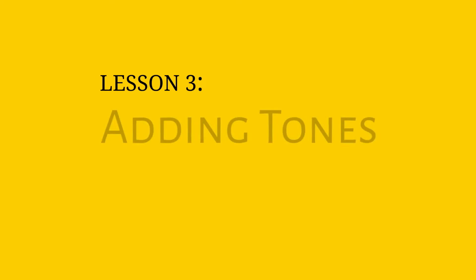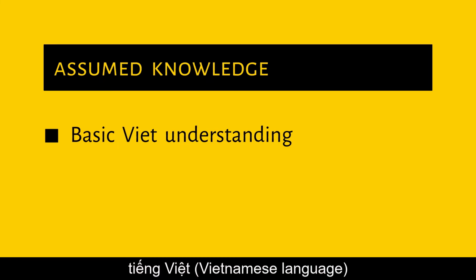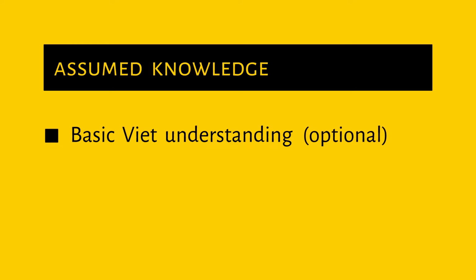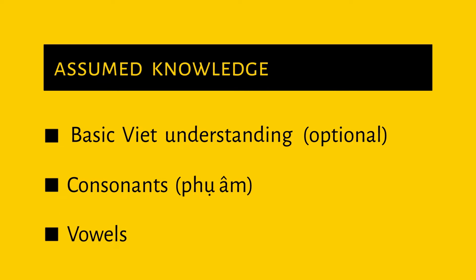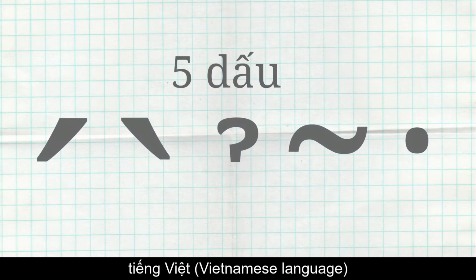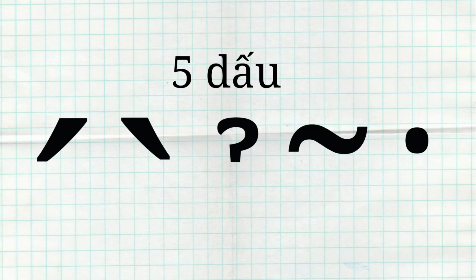Lesson 3. Adding tones. Once again, basic understanding of tiếng Việt is highly useful but not necessary. I assume you know your consonants, phụ âm, and vowels, nguyên âm. Please watch lesson 1 and 2 if you don't. In tiếng Việt, we use one of these 5 dấu to add a tone.